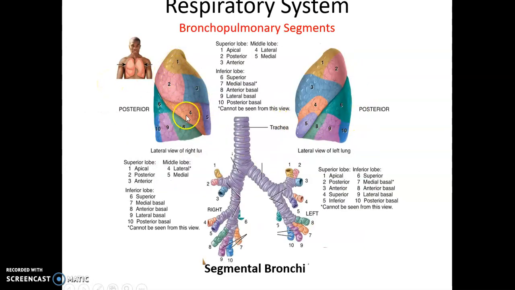So the lungs can be broken down into 10 bronchopulmonary segments. You do not need to know the names of these segments or their locations. Just know that each bronchopulmonary segment is receiving air from a specific segmental bronchus.